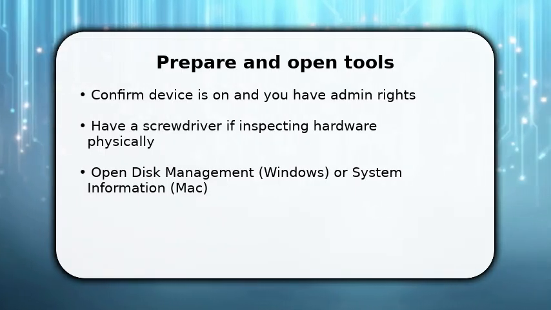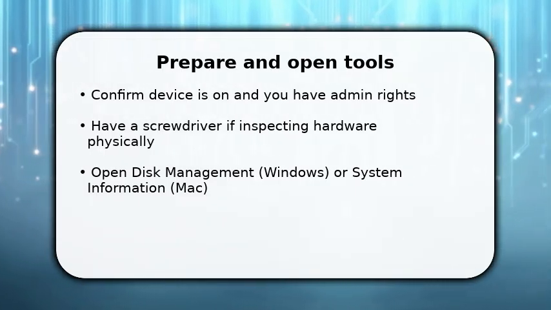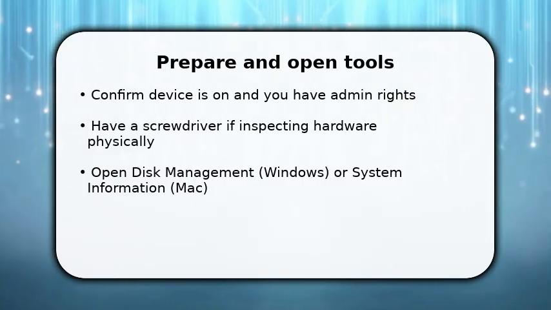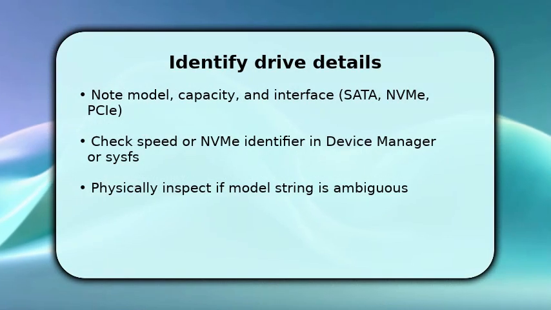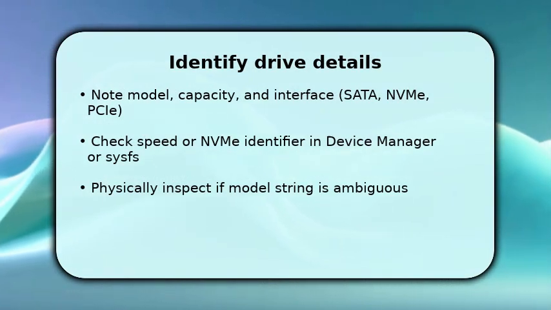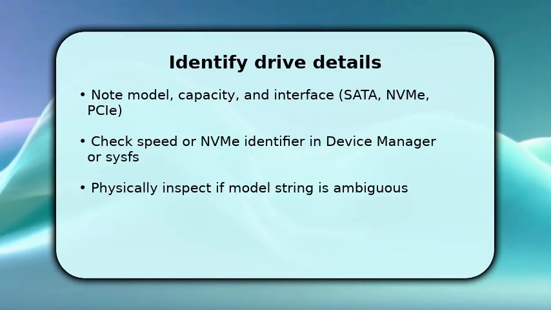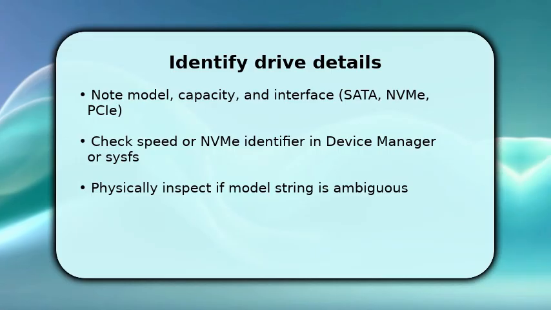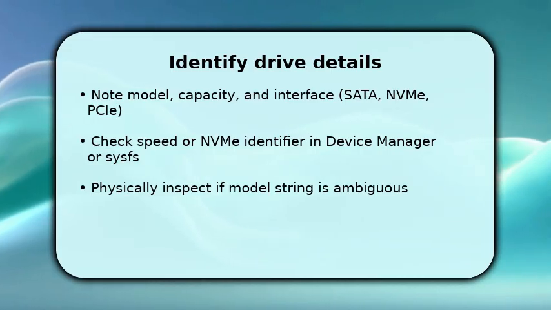You'll see drive sizes and types. This first look tells you whether an SSD is present logically before you touch cables or panels. Once done with the initial tool, examine the model string, capacity, and interface to distinguish SSDs from HDDs. SSDs often list NVMe or PCIe or show no spinning media indicators.